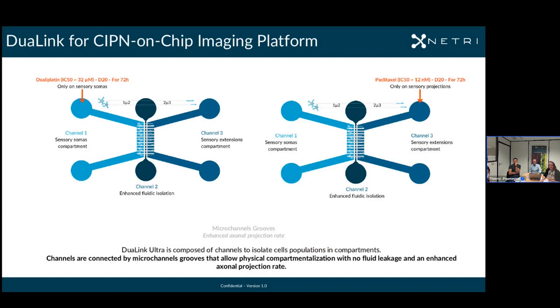So we started to develop the CIPN-on-chip platform using imaging. We use the dual-link chips that are already being presented, and we grow sensory neurons from channel 1 to channel 3. We waited until they are fully mature, and at day 20, we treat them with 2 compounds, either oxaliplatin on channel 1, where you have the soma, or paclitaxel on channel 3, where you have the nerve ending.